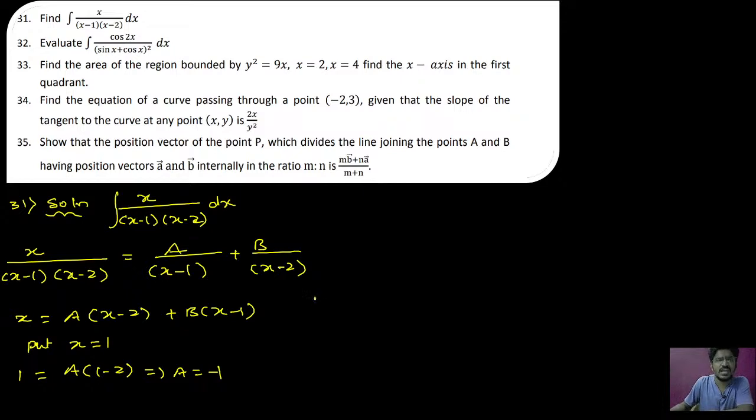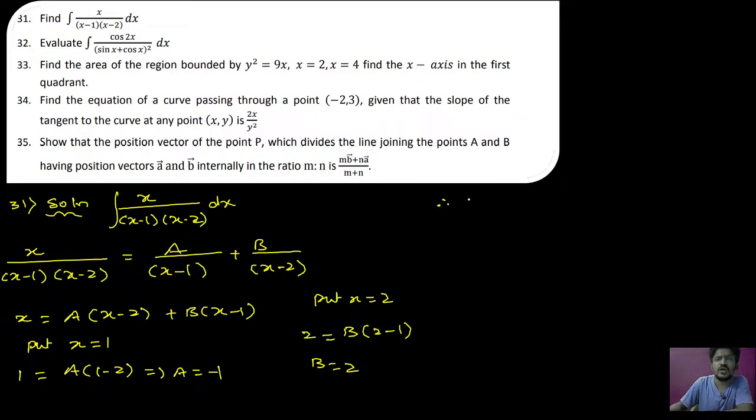For finding the b value, put x equal to 2. So 2 is equal to, this term becomes 0, 2 minus 1 is 1. Therefore, b into 1, so b equal to 2. A is minus 1, b is 2.